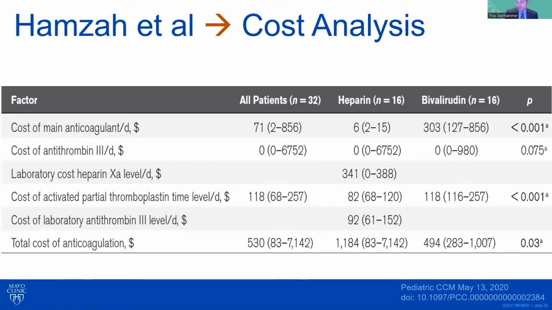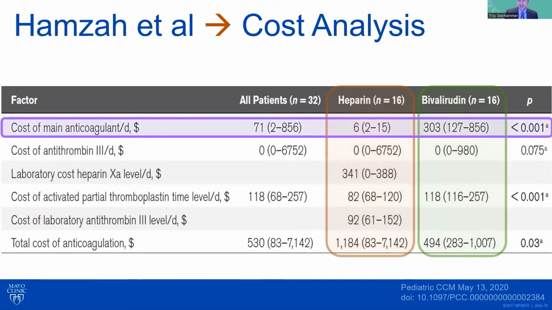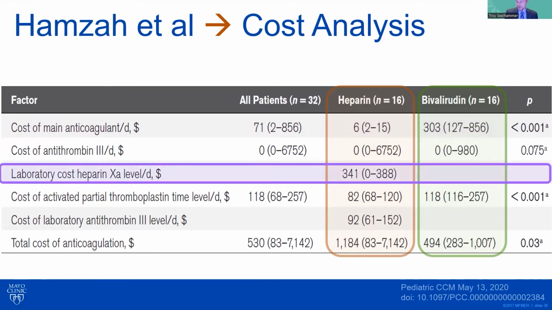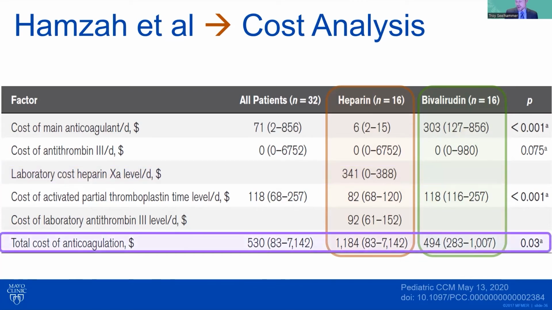And I wanted to dig into this just a little bit further. This is a slide taken directly from Hamzah et al.'s manuscript. And you can see here the heparin is highlighted in orange, and the bivalirudin highlighted in green. If you look at the cost of the bivalirudin and the cost of the heparin, clearly bivalirudin is significantly more expensive. But you don't have to use a more expensive assay, the anti-Xa. You also don't have to use an antithrombin assay, and you don't have to consider replacement with antithrombin. And if you look at the overall cost of administering this anticoagulant therapy, bivalirudin is less than half as expensive as heparin, at least in this study by Hamzah et al.